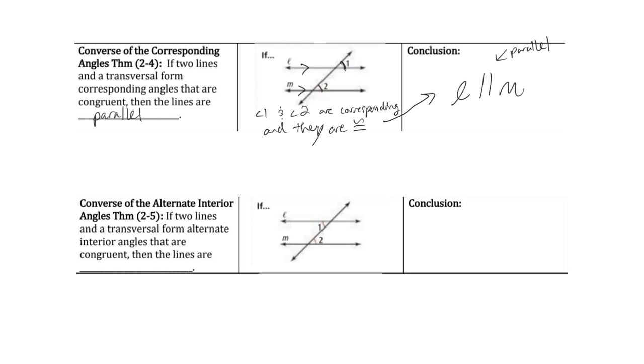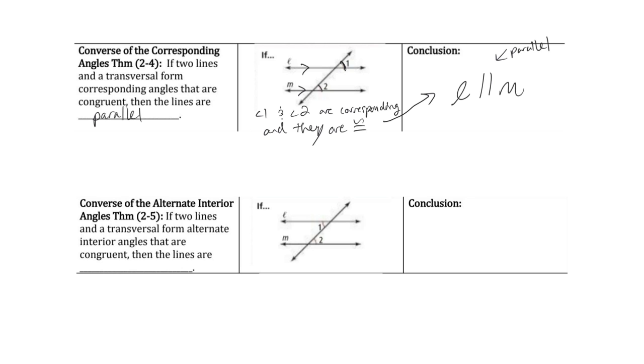So before, for the corresponding angles theorem, we were given that if L and M are parallel and they're cut by a transversal, then all corresponding angles are congruent. Well, if we're given they're corresponding and congruent, we can say those two lines are parallel.